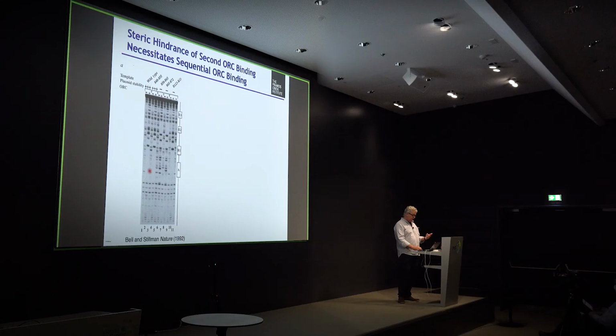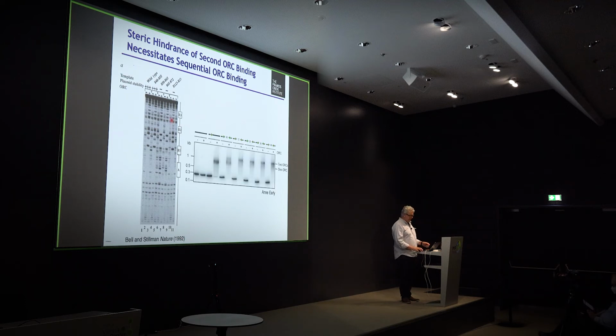And that is that you can't actually get 2 ORC molecules bound to the same piece of DNA at the same time. They're sterically blocked. And so you always get it binding to the high affinity site first. This was shown many years ago by Steve Bell. This just shows the ORC protection of the A and B1 elements. And if you make a mutation in the A element, now all of a sudden you start to see a footprint over this B2 element.